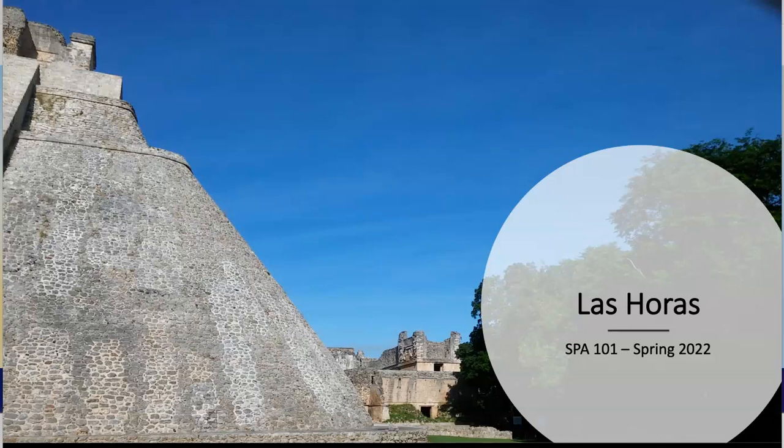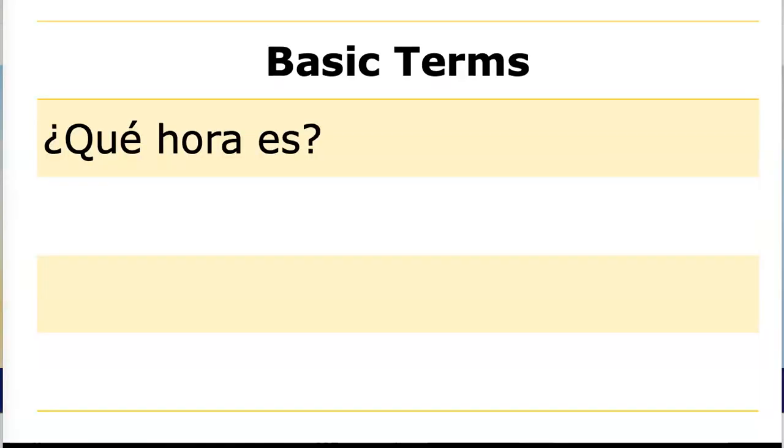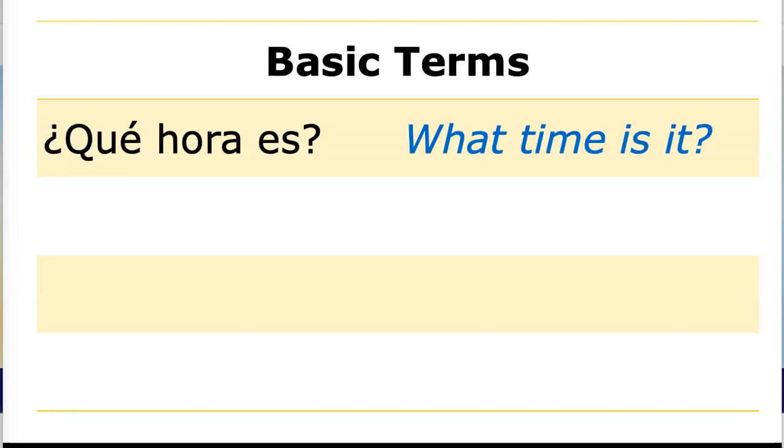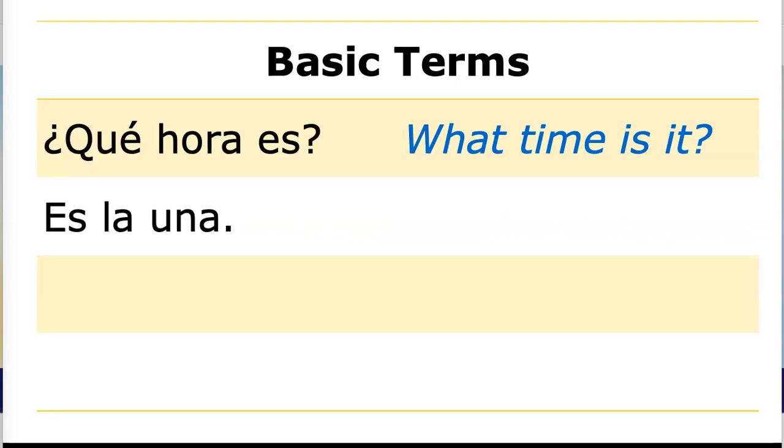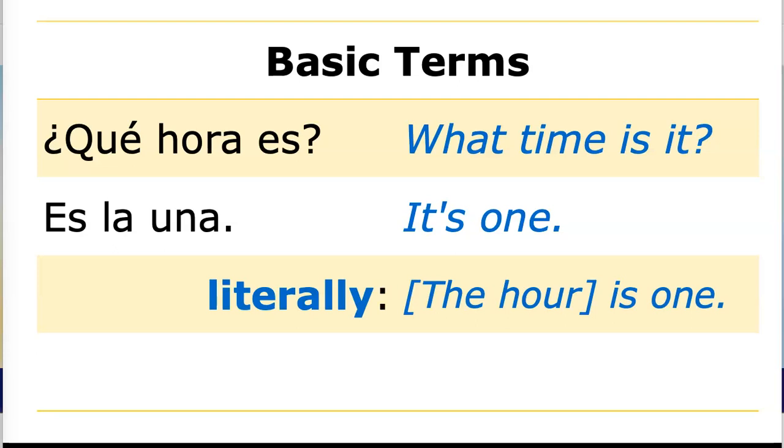Hey guys, today we're gonna do a quick review on telling time. Basic terms, ¿qué hora es? What does that mean? What time is it? Literally, it means what is the hour. Hora means hour. Es la una, it's one. Literally, we're referring to the hour as being one.